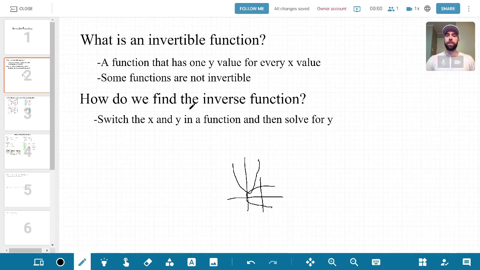How do we find the inverse function? You essentially switch the x and y in a function and then resolve for y, and that will give you the inverse.